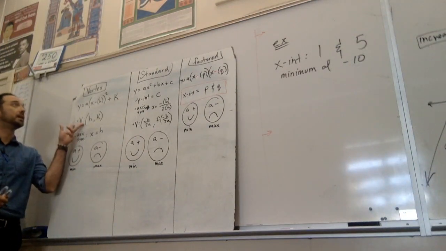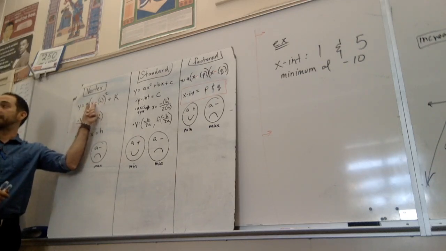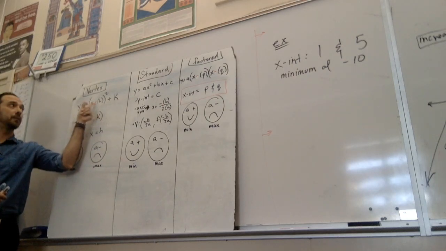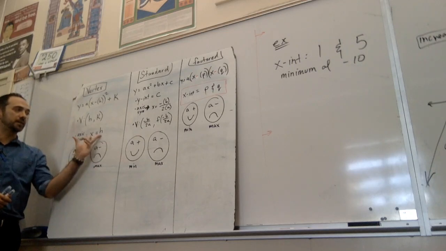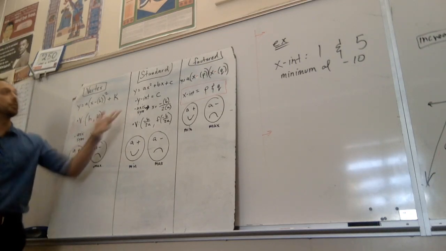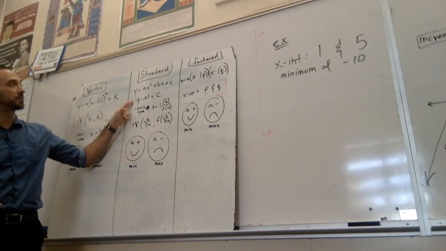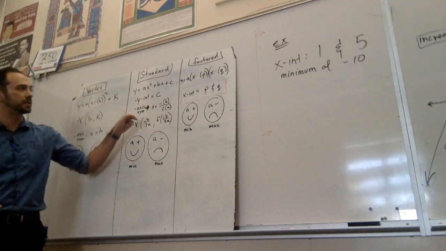The vertex, if it's in vertex form, it's just h and k. We're going to have to pay attention to the sign, and when we get to labeling that, we'll be really careful about this. The axis of symmetry is just x is equal to whatever h is, which is nice. Standard form, we knew we can find the y-intercept because we plug in 0 for x, and that's c left over, so it's equal to c.